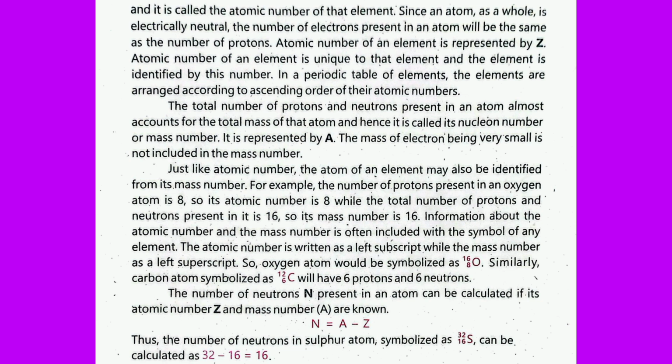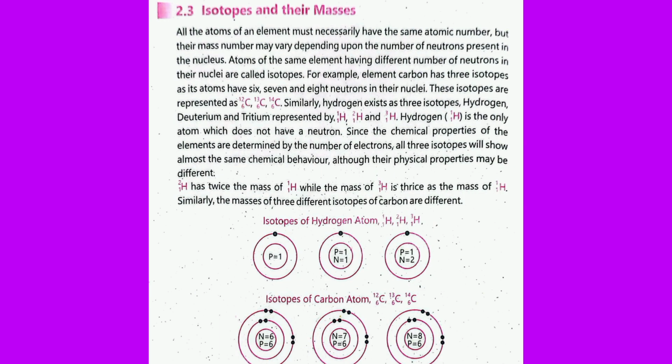The number of neutrons present in an atom can be calculated if its atomic number and mass number are known. N is equal to A minus Z. Thus, the number of neutrons in a sulfur atom symbolized as S 16 32 can be calculated as 32 minus 16 is equal to 16. Isotopes and their masses.